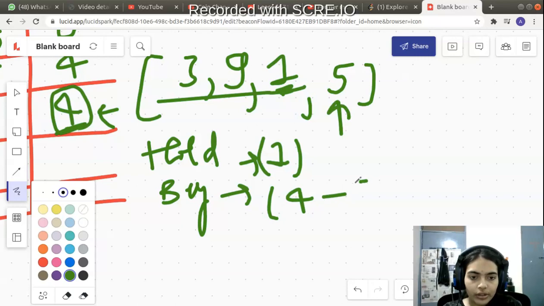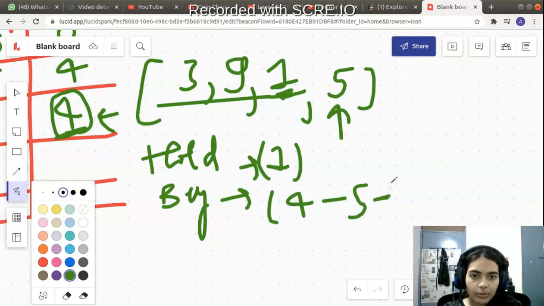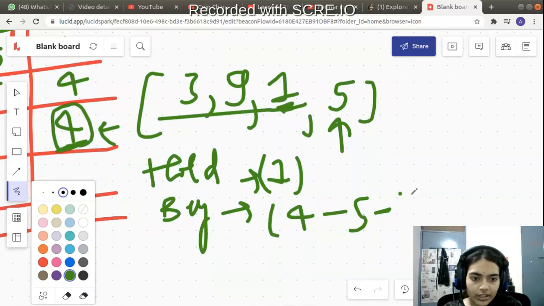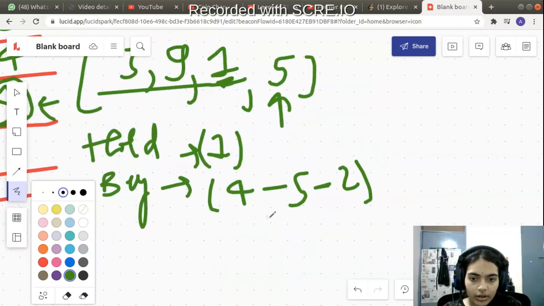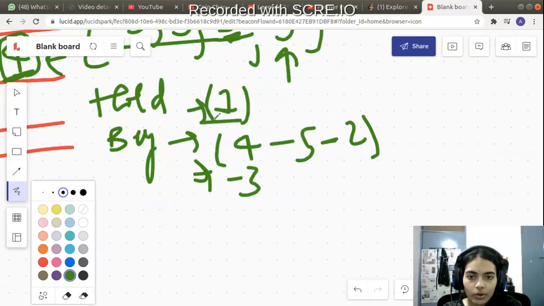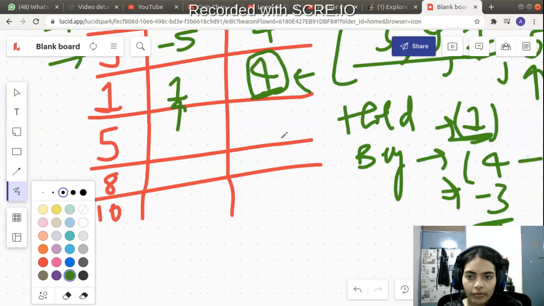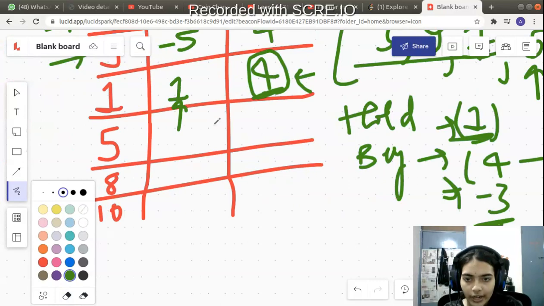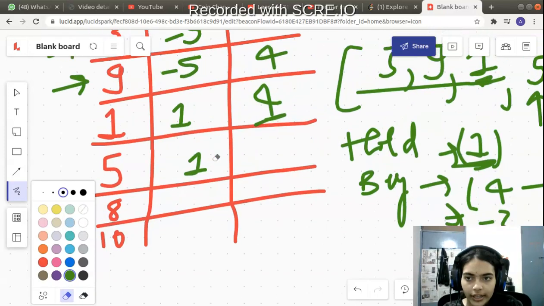So if you are buying on day 4, you will have to bear the cost of 5, and then you will have to bear the transaction fee. The transaction fee is 2, so you will have to bear this. So 4 minus 5 minus 2 is what? 4 minus 5 is minus 1, minus 1 minus 2 is minus 3. So between holding the stock, being at position 1, and position minus 3, which is more profitable? 1 is profitable, right? So I will write 1 here. I'm just holding the stock. It is not profitable to buy the stock on day number 4.